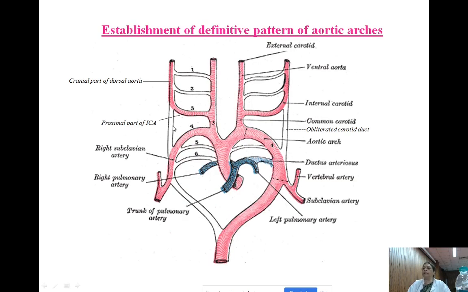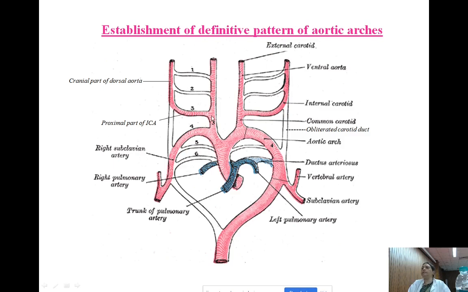After this, some other parts also disappear. The part of the dorsal aorta between the third arch and the fourth arch is known as the carotid duct, and this part will be obliterated very soon. So the third arch and the fourth arch are separated from each other. In between them there is no dorsal aorta.